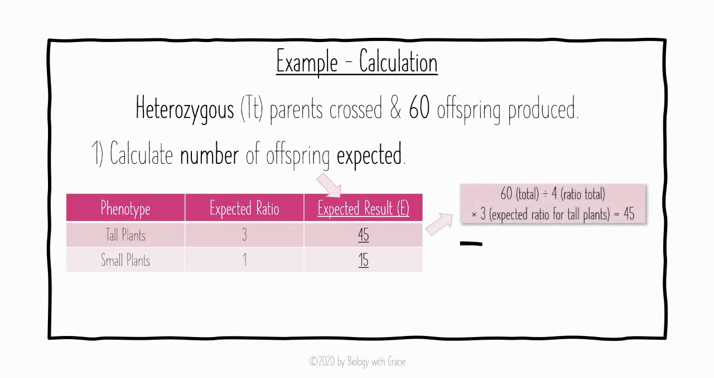The way that we calculate this is 60, which is our total offspring produced, divided by 4, which is our ratio total. So the expected ratios of 3 and 1 added together are 4. And then we times by 3, which is the expected ratio for tall plants, and this is how we get 45. For small plants it's exactly the same, except that we use 1 for the expected ratio. So 60, the total, divided by 4, the ratio total, times by 1, the expected ratio for small plants, and this is how we get 15.